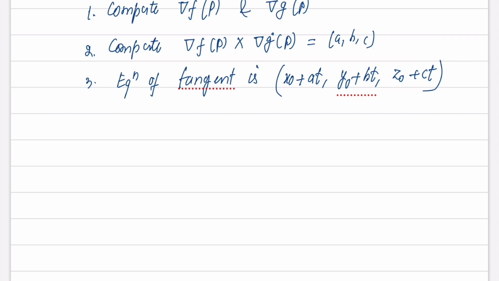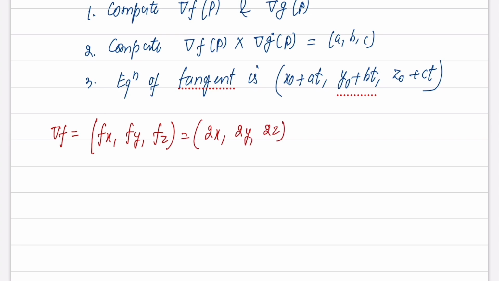So now let's follow our first step. Here we have del f, which is equal to, with respect to x. Okay, so let's first define what we mean by this del f. It is fx, fy, fz. This is equal to 2x, 2y, 2z. Then del f at the point P is equal to del f at the point 1, 2, 2.